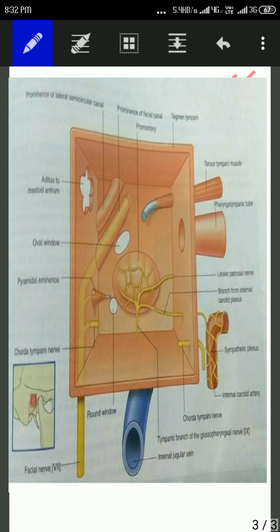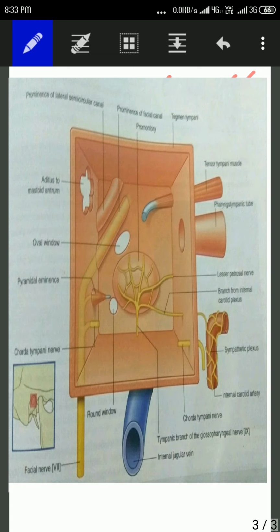One more important structure to notice here is the facial nerve. The facial nerve is posterior to the posterior wall of the middle ear, and here in the medial wall of the middle ear it is forming an eminence which is called the facial canal. It is a prominence of the facial nerve, and it is the facial canal.